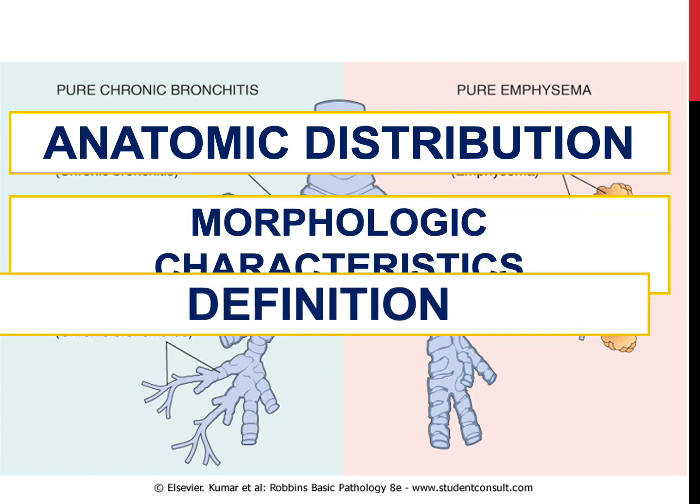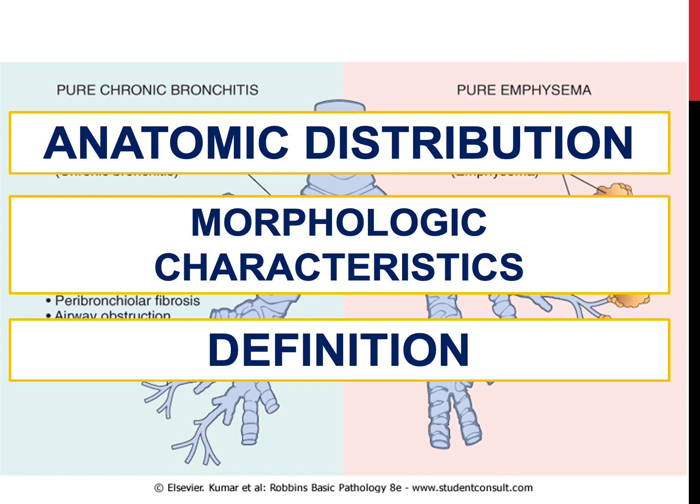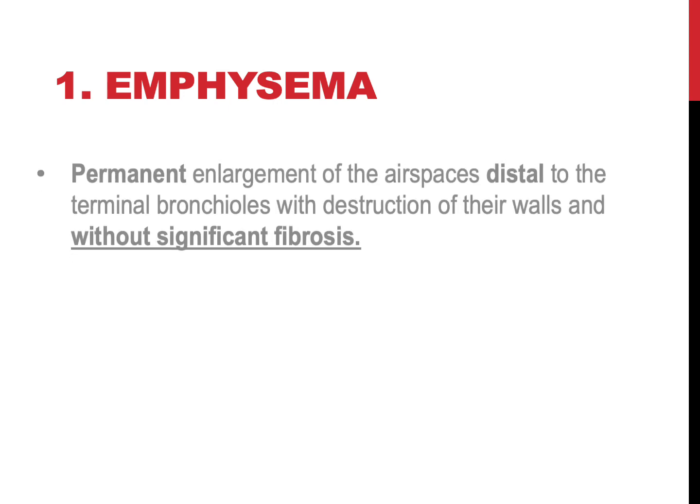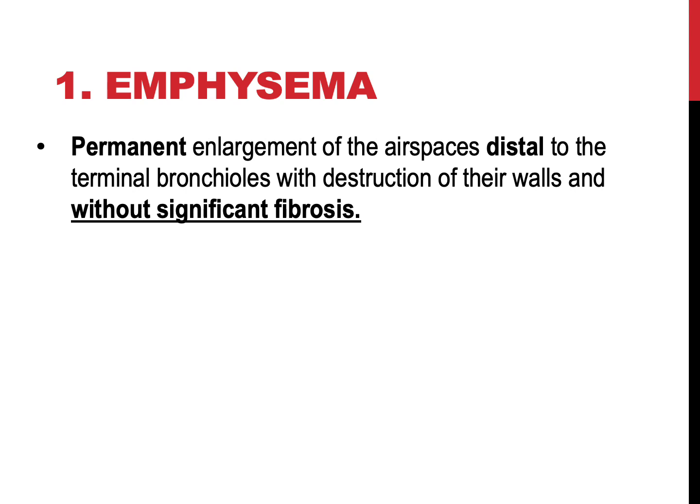Regarding the definition, emphysema is defined on the basis of morphologic and radiologic features, whereas chronic bronchitis is defined on the basis of clinical features. Emphysema is defined as a permanent or irreversible enlargement of air spaces distal to the terminal bronchioles, with destruction of their walls and without significant fibrosis. So the part that is affected by the irreversible damage is the acinus.